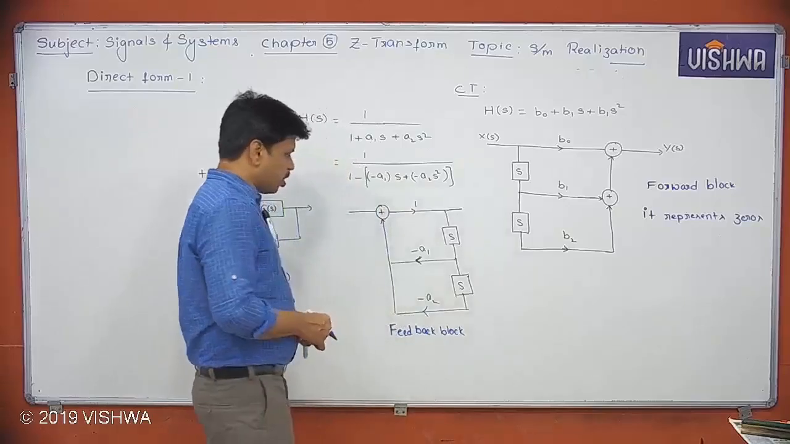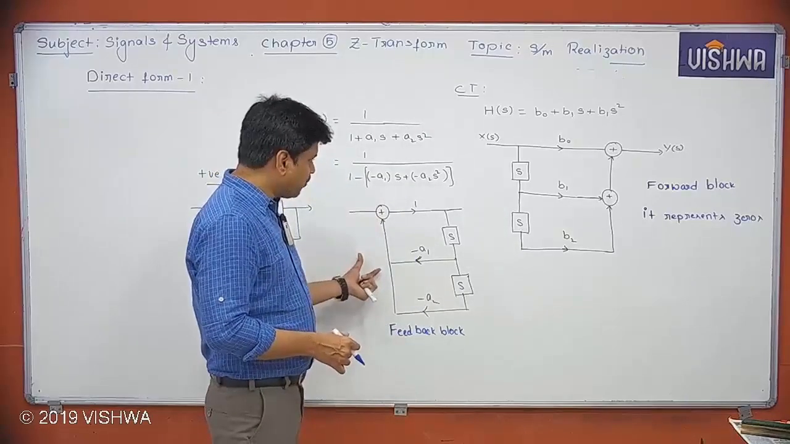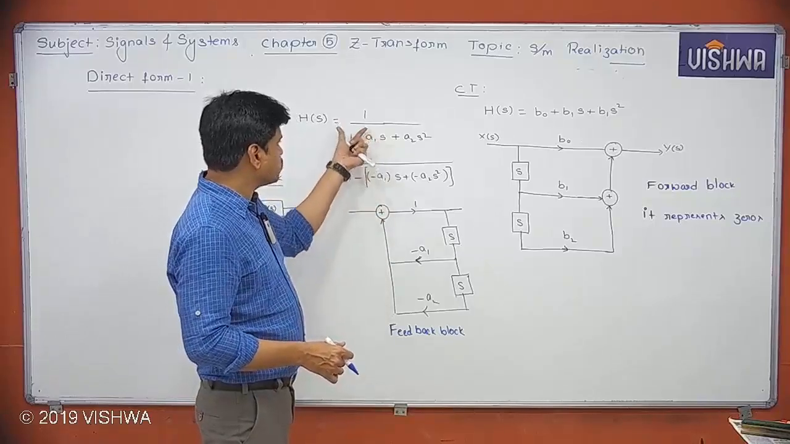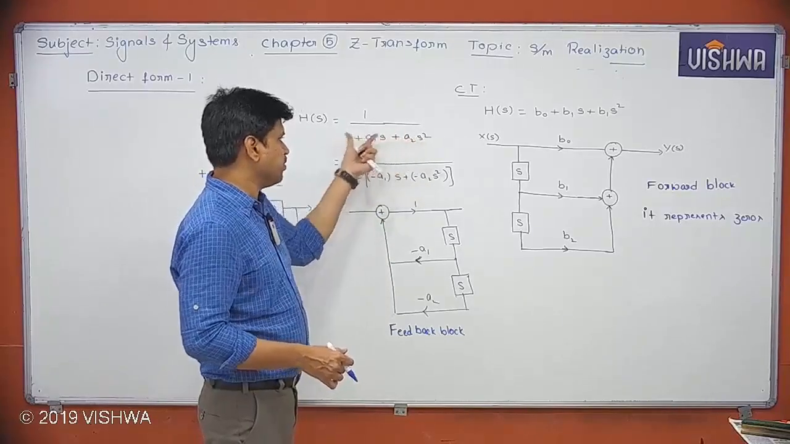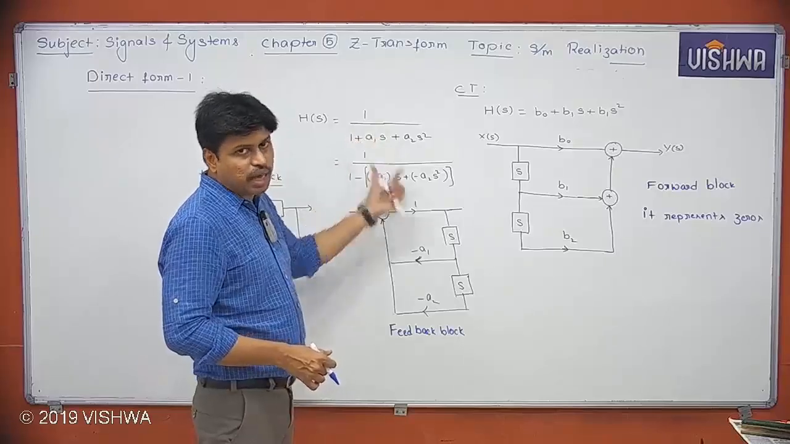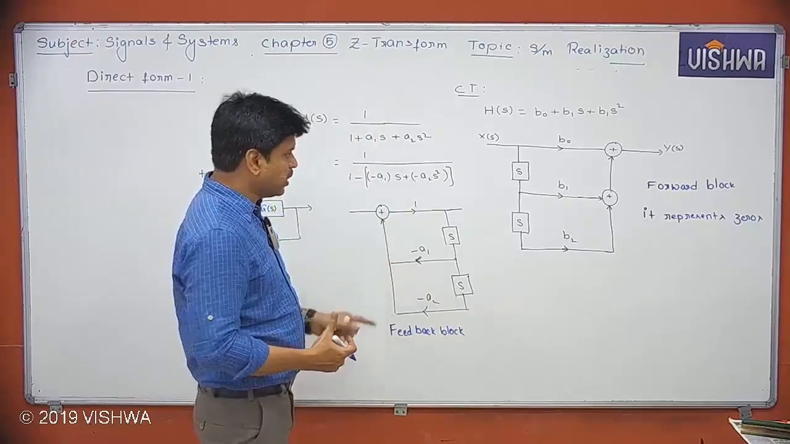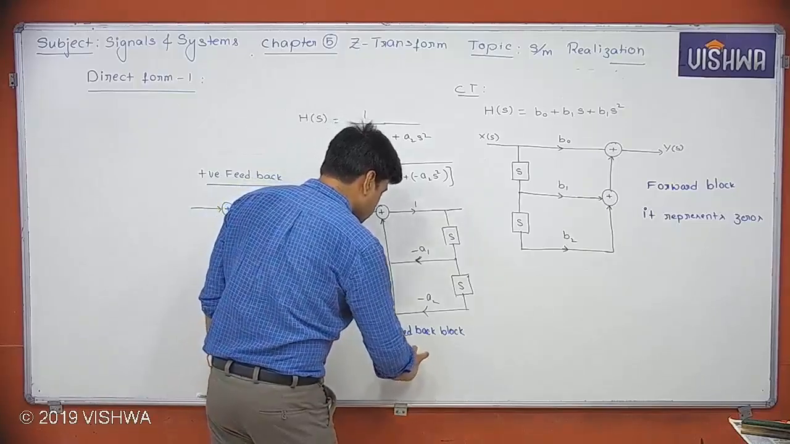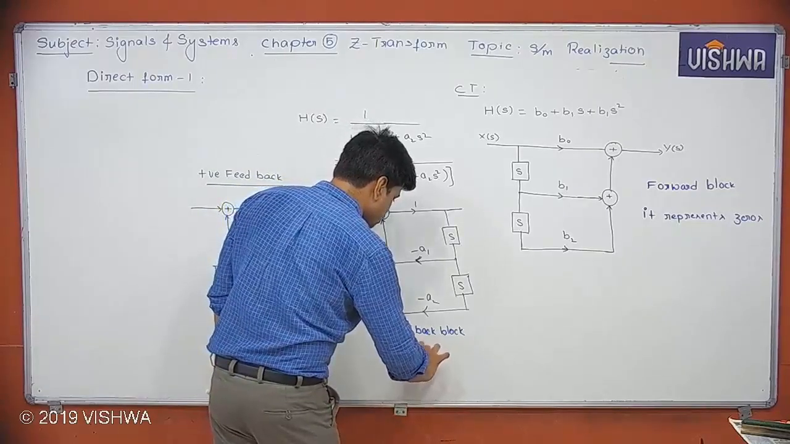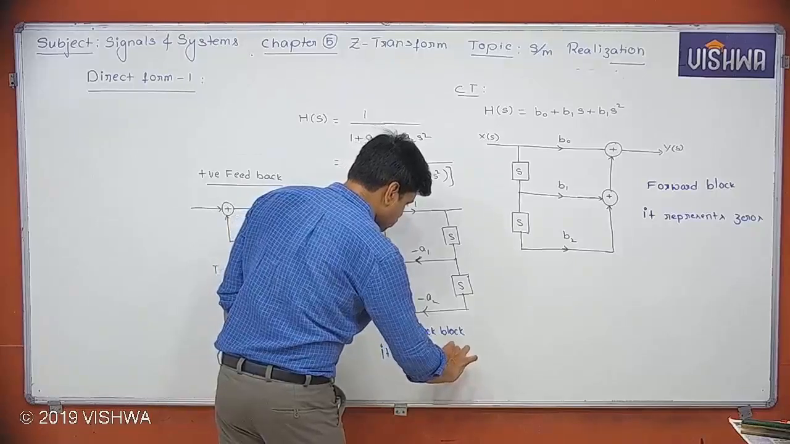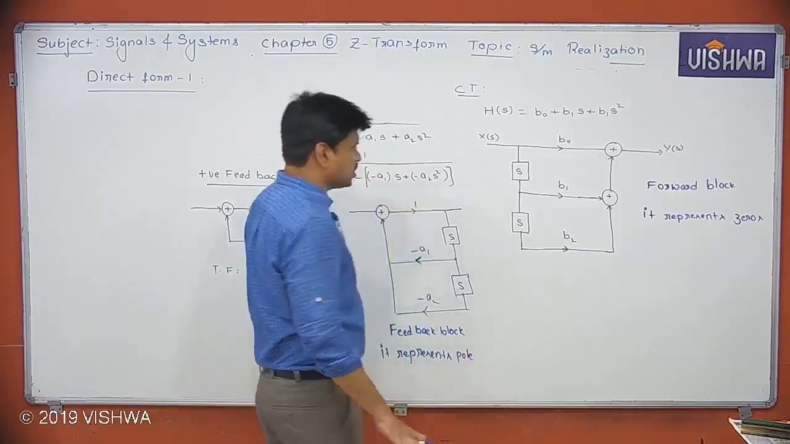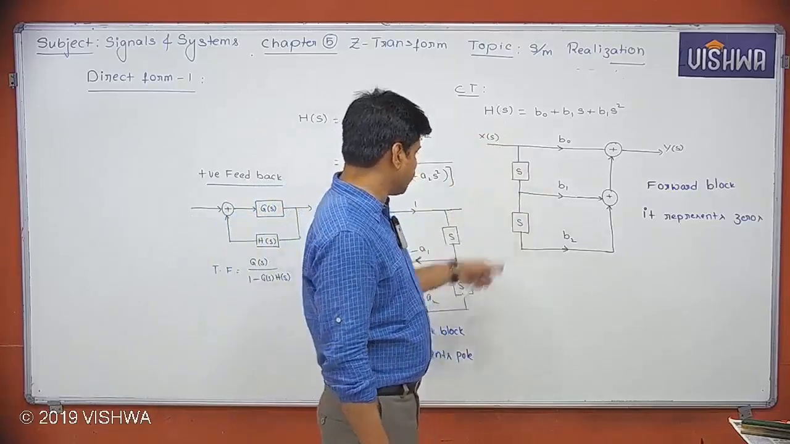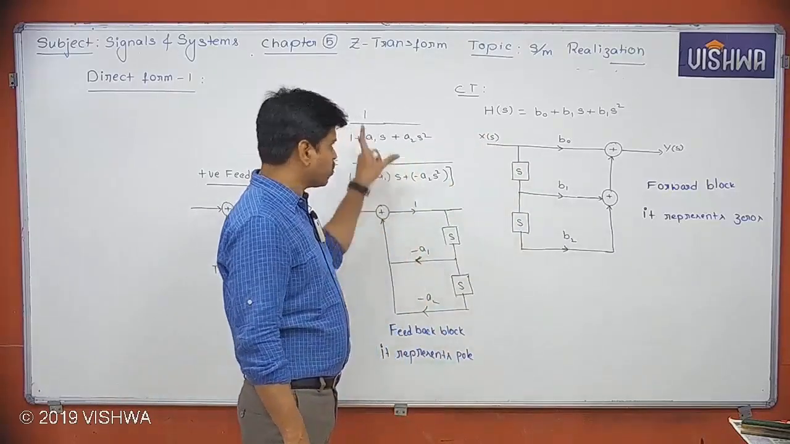So in the feedback block, if you observe carefully, this feedback block is going to give you the transfer function which has only a denominator. That denominator indicates poles, so it represents poles. Okay, so this is what it is. So directly by seeing this block, we have to write what the transfer function is.